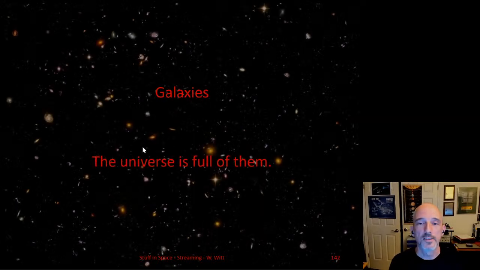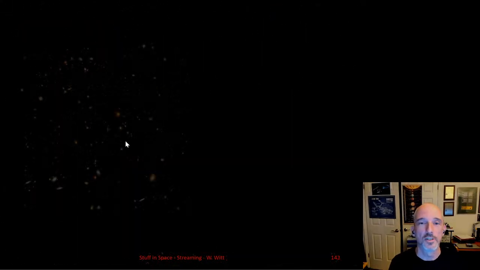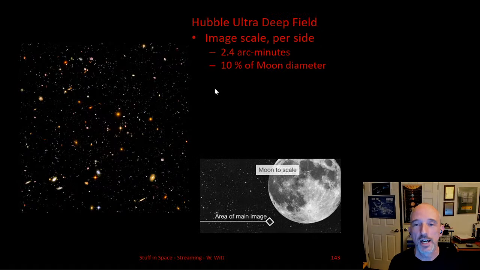Now, galaxies, the universe is full of them, right? So here's a picture called the Hubble Deep Field. Here we have the Hubble Space Telescope stare into a seemingly dark patch of sky, and that patch of sky was small. It's like 10% of the moon's diameter. It's like this little rectangle here. So the Hubble Space Telescope stared into this tiny patch, and boom, it found all these bright spots, and these are all galaxies.